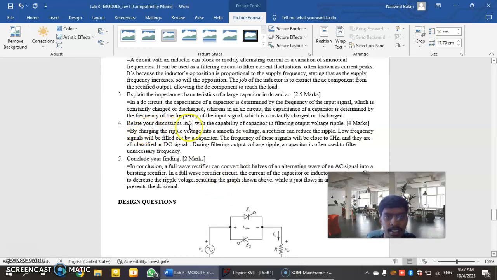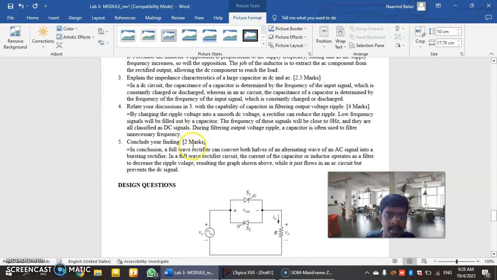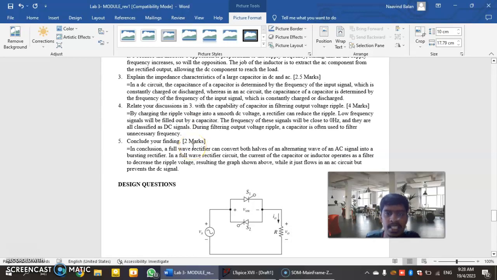Relate your discussion in 3, which is the capability of a capacitor in filtering output voltage ripple. By charging the ripple voltage into a smooth DC voltage, a rectifier can reduce the ripple. Low frequency signals will not be filtered out by the capacitor. The frequency of this signal will be close to 0 Hz, and they are all classified as DC signals. During filtering of output voltage ripple, a capacitor is often used to filter unnecessary frequencies.